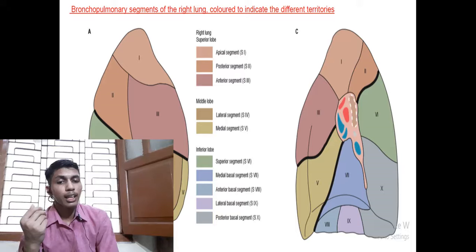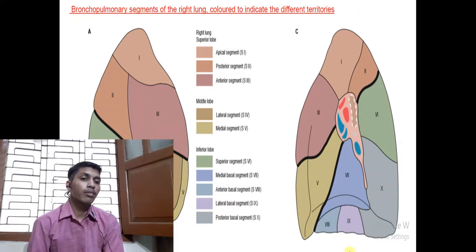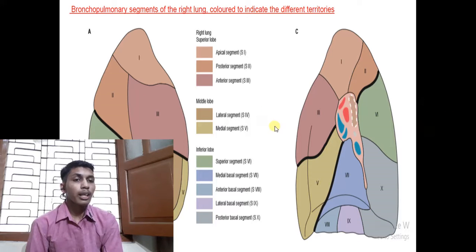Basically these are at the base, so this will form the anterior basal segment, this will form the posterior basal segment, and this one will form the lateral basal segment, and this one is the medial aspect of the right lung. This is superior, inferior, and this is the posterior, and this is the anterior or the front.